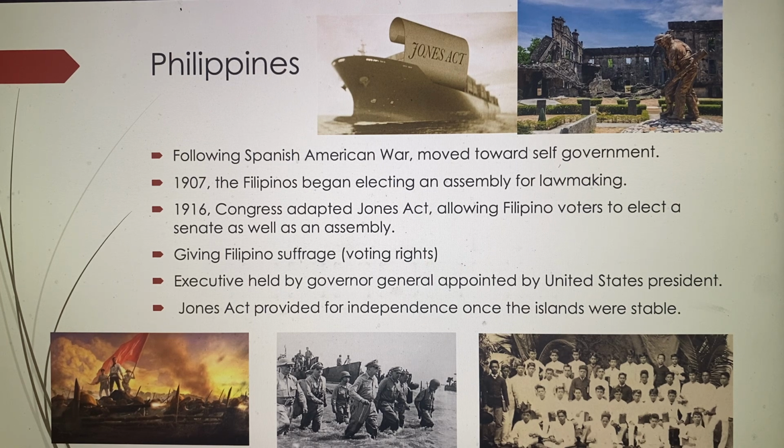Their executive would be a governor, and the governor would be appointed by the United States president. And the Jones Act provided for independence once the islands were stable. There are going to be two acts you have to remember. First is the Jones Act, and this all has to do with the Philippines because it was preparing them so that they could become independent, and we would, in the meantime, be protecting them. So here are some cool pictures.